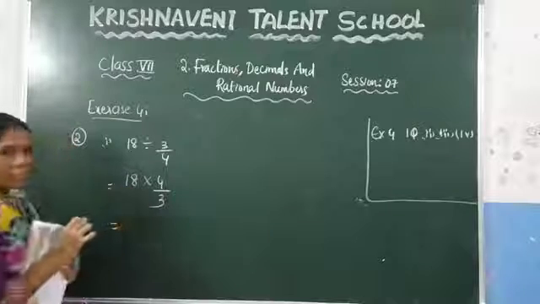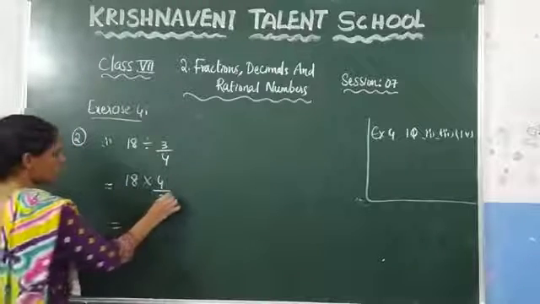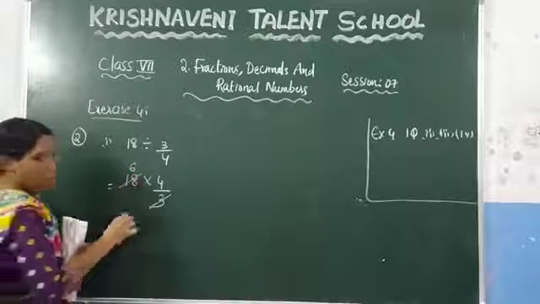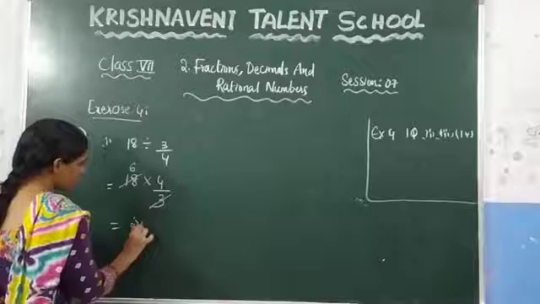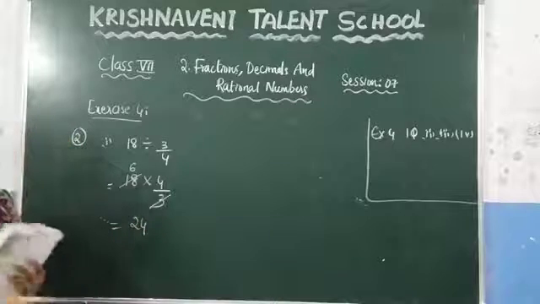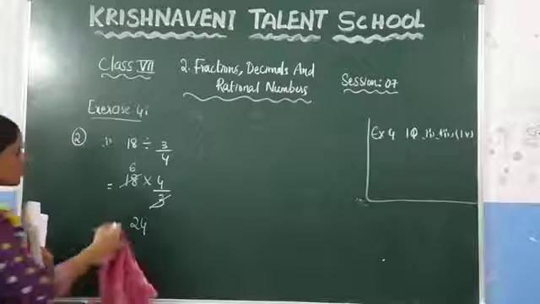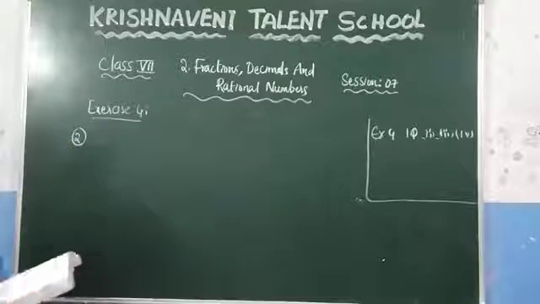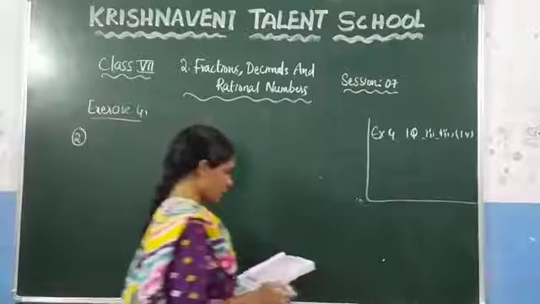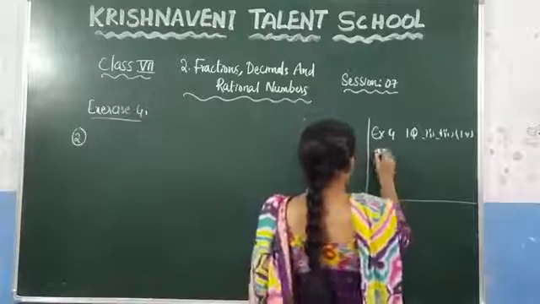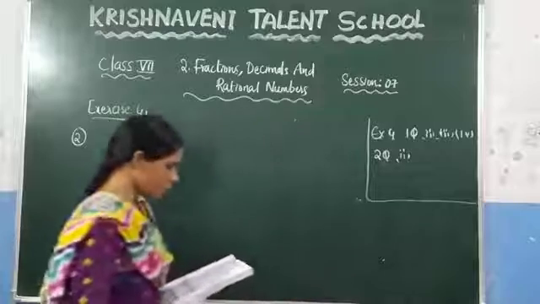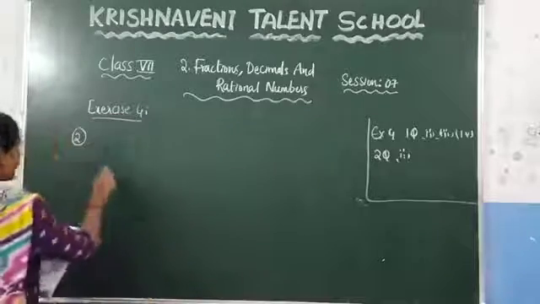Now you need to find this one. You can observe that here the 3 and the 18 will get cancelled. 3 sixes are 18. And what is left out? 6 into 4, which is 24. This is the answer. Now see the next question. In that, here in the second one, you can do the second question. In the second question, the second bit is your homework. It is similar to the first question. Now see the third one.